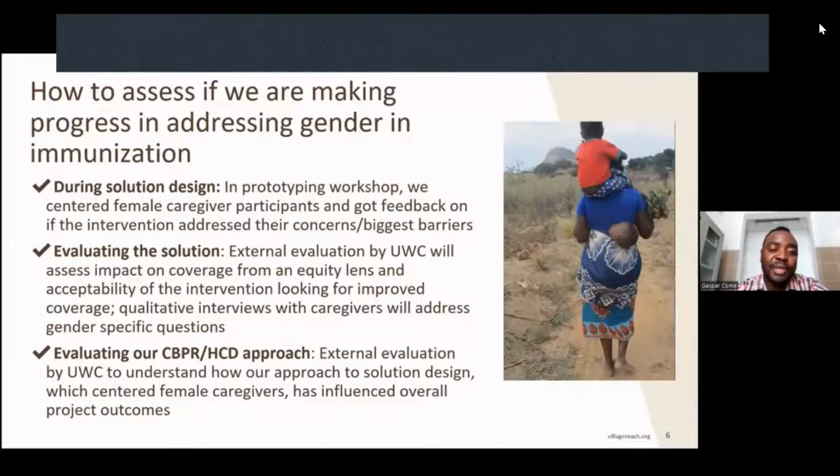We will also be conducting an evaluation of the solution. For that, an external evaluation by the University of Western Cape will assess impact on coverage from an equity lens, and acceptability of the intervention. And lastly, there will be an evaluation of our community-based participatory research and human-centered design approach, by an external evaluator from UWC, to understand how our approach to solution design, which centered female caregivers, has influenced overall project outcomes.